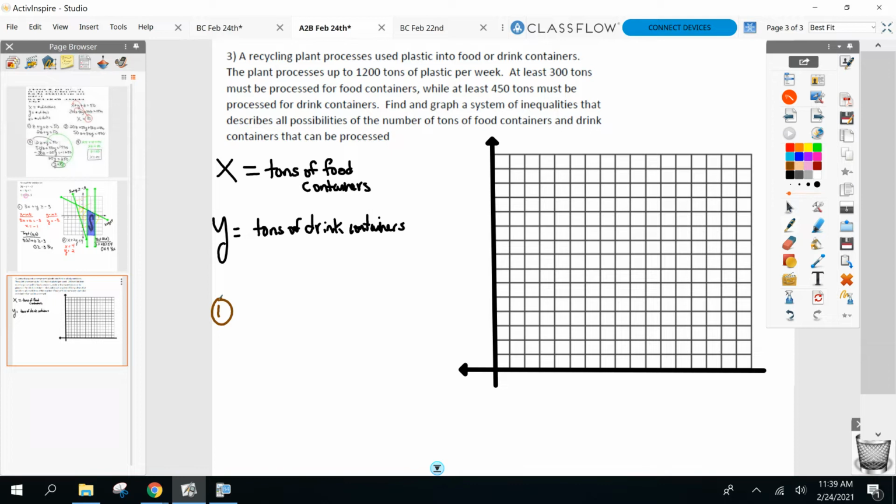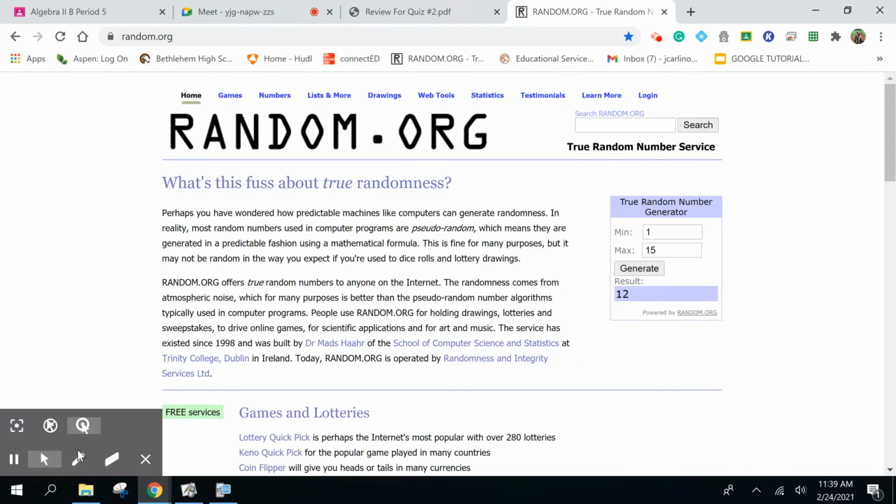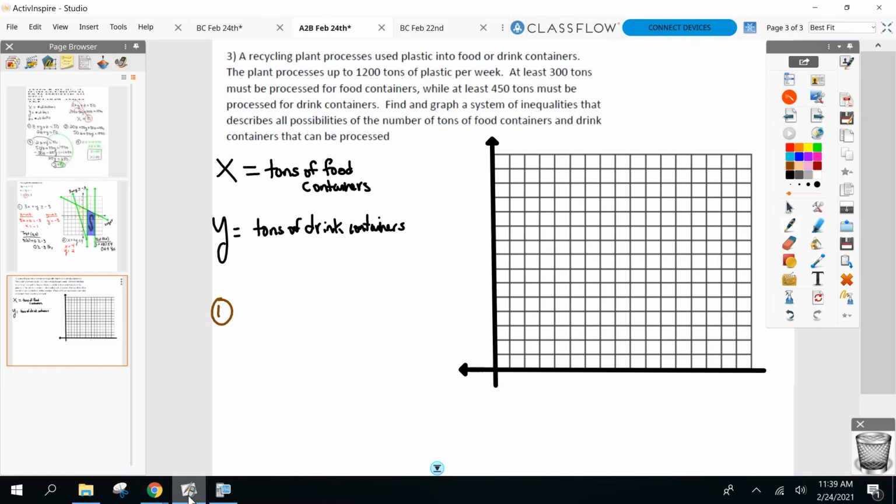Up to 1,200 tons of plastic per week. So the food and the drink containers, that's all your plastic. I can only do up to 1,200 tons. Up to 1,200 tons for all the plastic. Help me out. Who's up? Anna, going back to you. Can you help me out here? All the plastic, I can do up to 1,200.